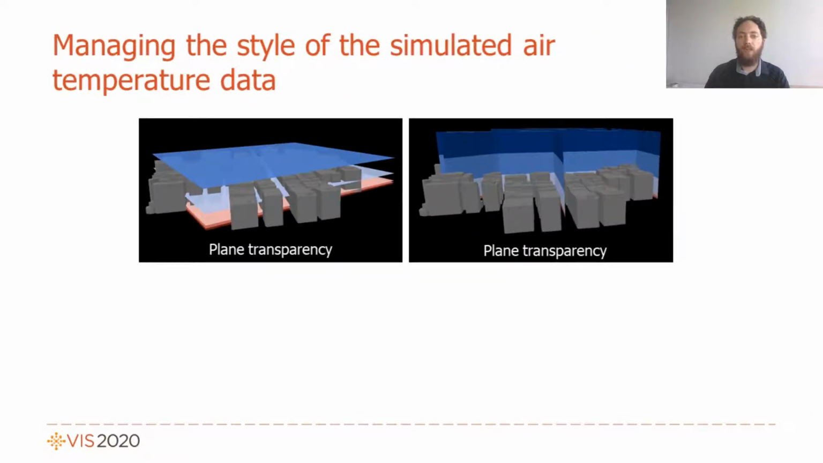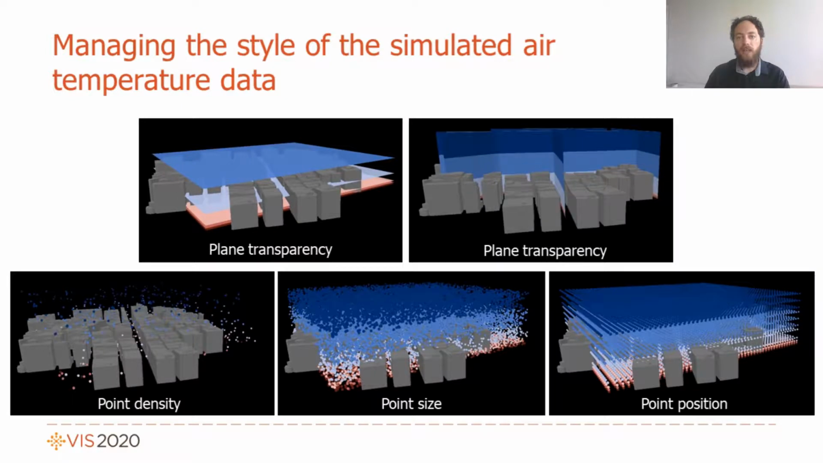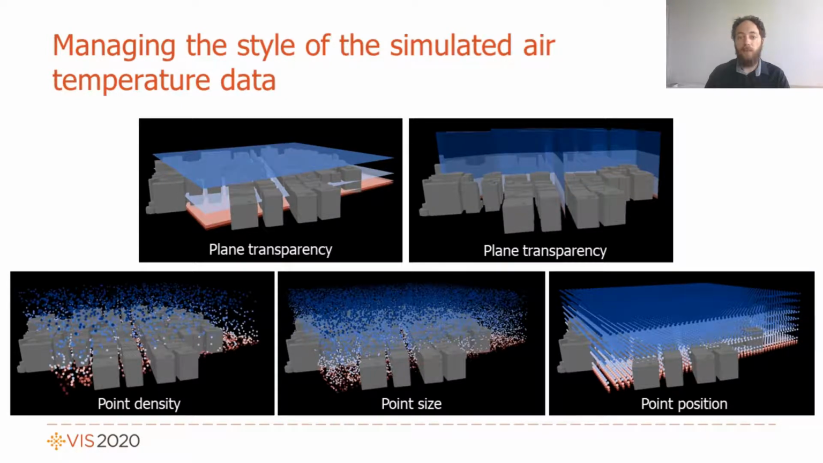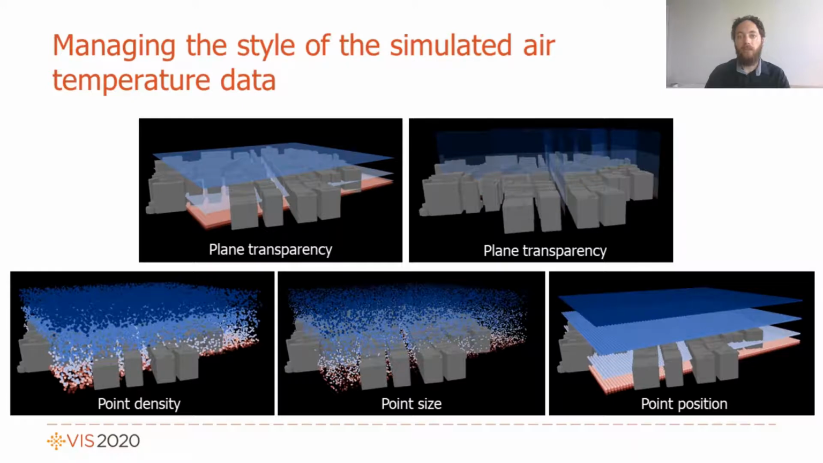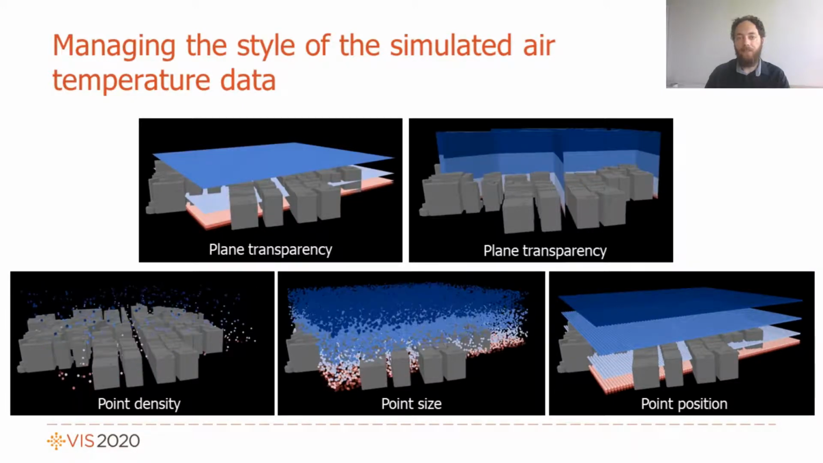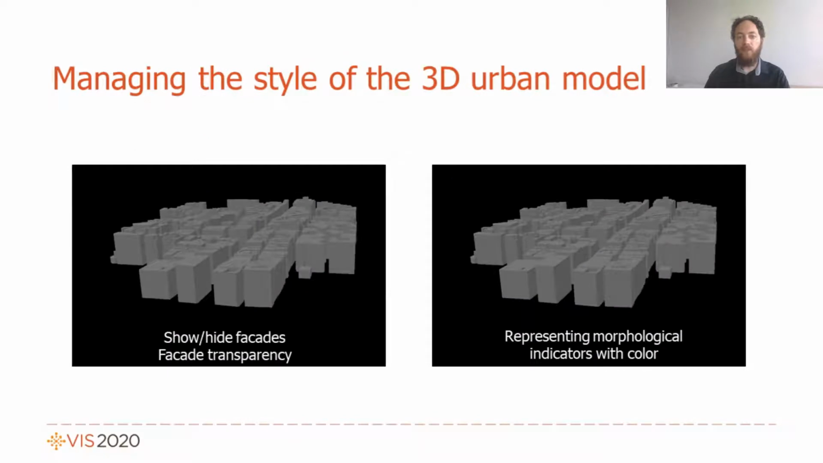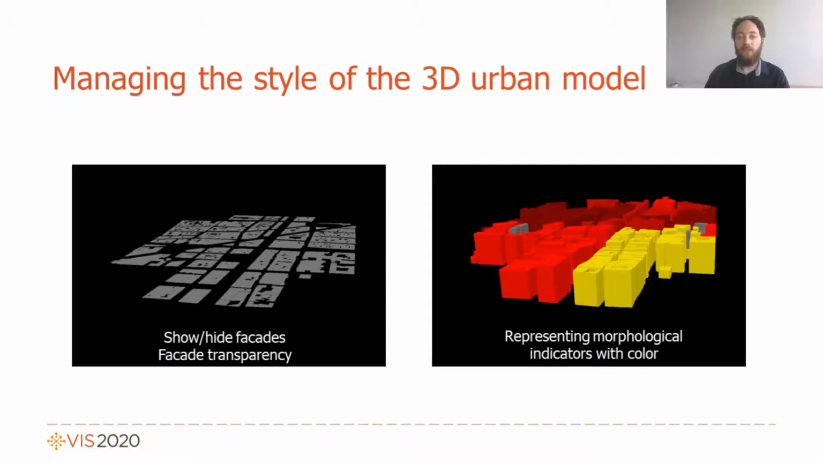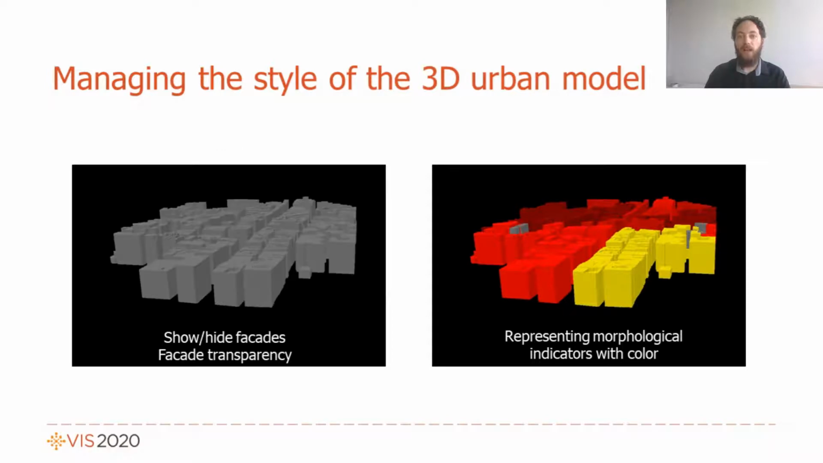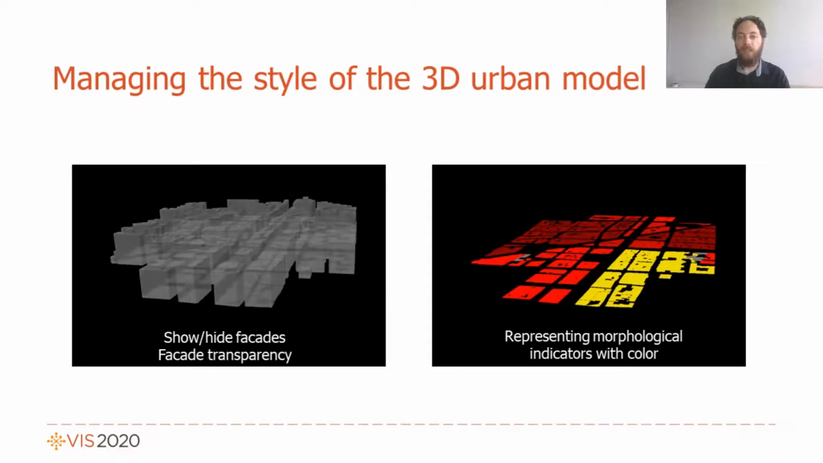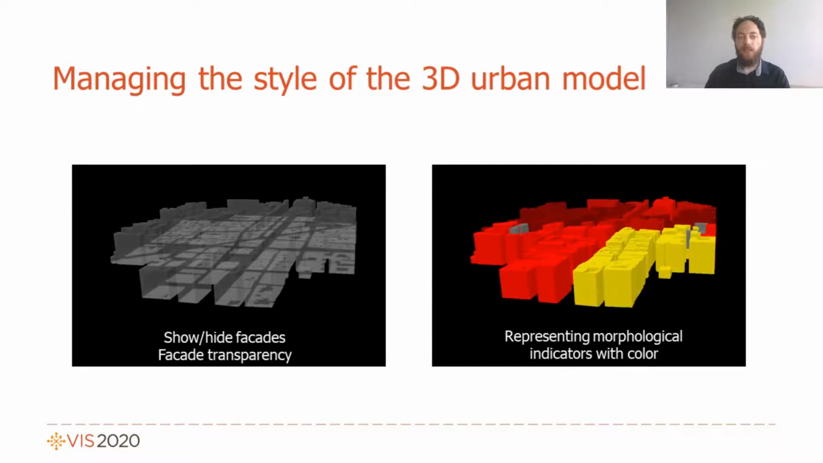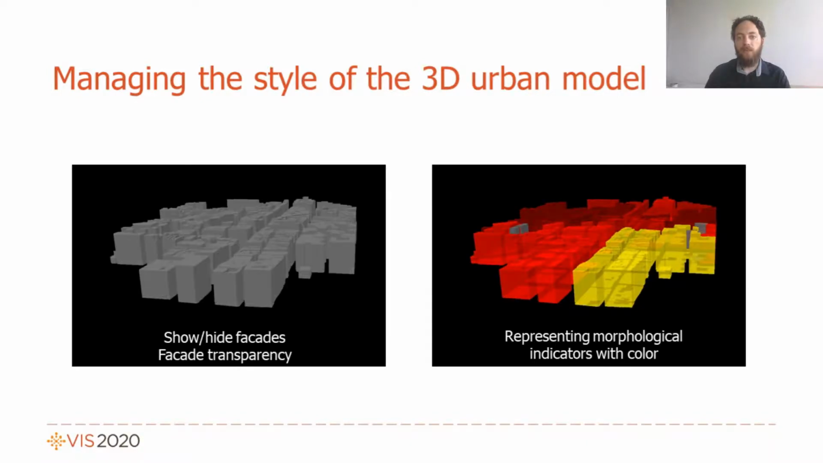To improve data exploration, we offer the possibility to modify different graphic parameters, such as the transparency of the planes to reduce visual occlusion, or the density, the size, and the position of the points in our point clouds representation in order to improve the visualization of each level of data. We also propose to modify the style of the urban 3D model by, for example, hiding or applying transparency to the building facades, or by using the building colors to represent a morphological indicator, such as the local climate zone classification.